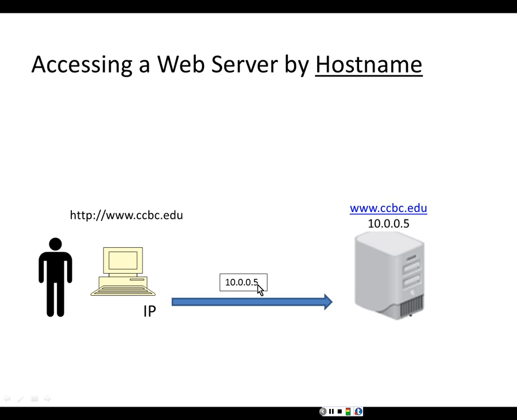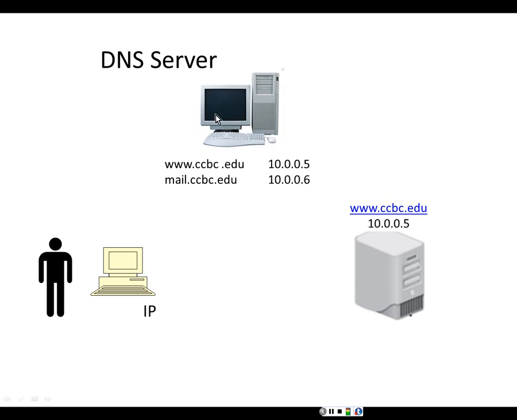And then the IP protocol sends a packet to the web server, and the packet header shows 10.0.0.5. The packet header does not contain the host name. A packet header only contains the IP address of the destination computer. So if the user types ccbc.edu, how does the IP protocol know to send a packet to 10.0.0.5? And the answer is it asks the DNS server. A DNS server is a server with a list of all of the web servers within our organization and their corresponding IP addresses.